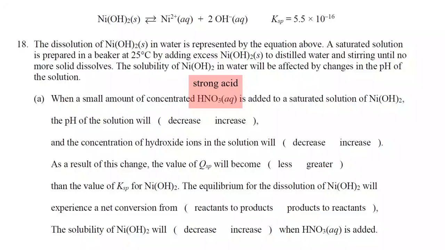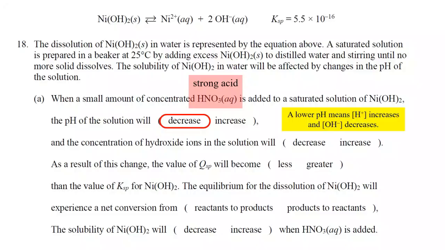is added to a saturated solution of nickel hydroxide, the pH of the solution will, okay, so more strong acid means a lower pH, so decrease. And of course, a lower pH means more H plus ions, so an increase in the concentration of H plus, but as a result, a decrease in the concentration of hydroxide ions. So more H plus ions will react with and consume hydroxide ions. So the concentration of the hydroxide ions in the solution will decrease.